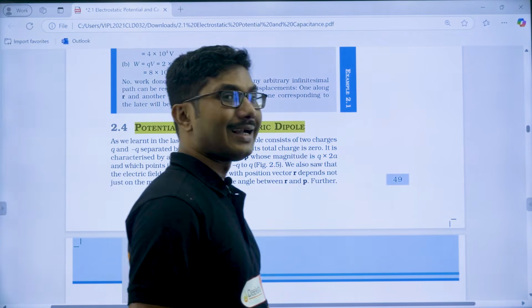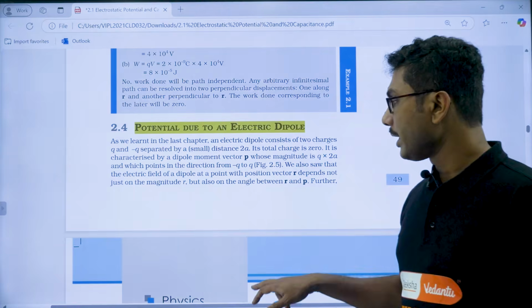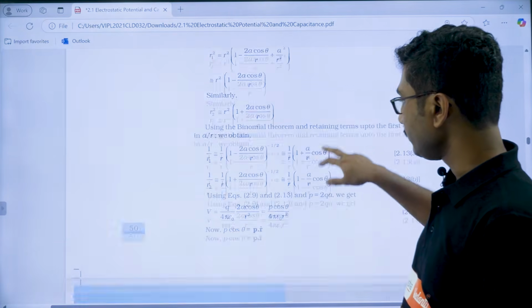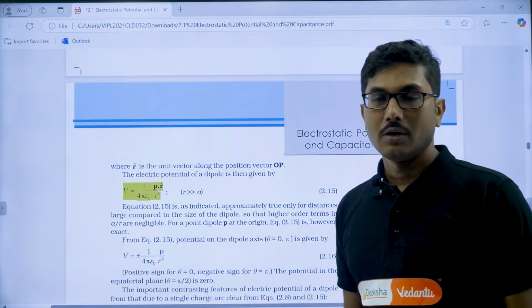Potential due to an electric dipole. This is also important in the sense that the final formula is important.